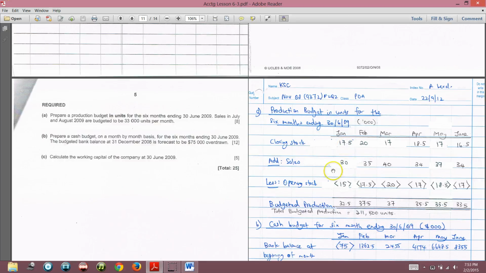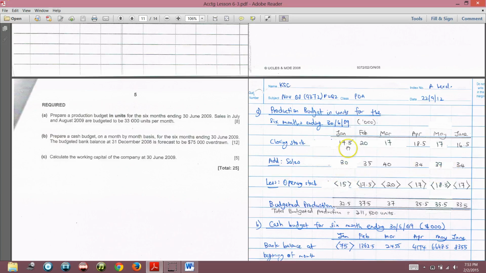So you see, first of all, you see sales. Principally, I need to produce enough for the sales. So as given in the question, the sales for January is 30,000. So this is just copying. February is 35, March is 40, April is 34, May is 37, and June is 34. It's just copied from the question. All these figures are in thousand.